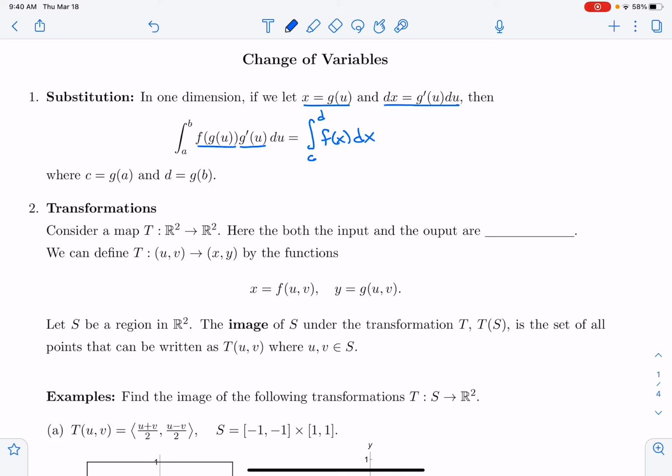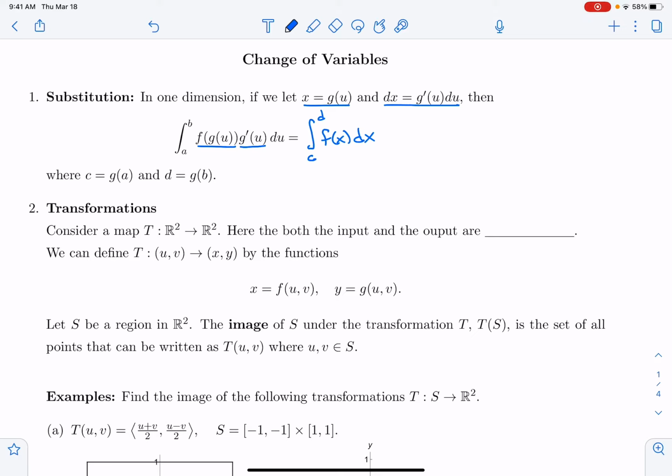So in essence, what we did was we changed this very complicated integral of f of g of u, which is a function of u, to a more simple function of x. So we've changed the variable from u to x. We would like to do something very similar in multiple dimensions, working with double and triple integrals.